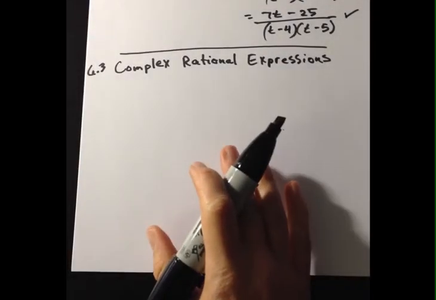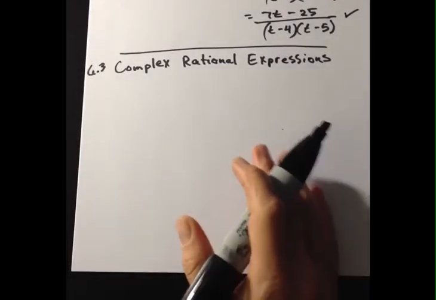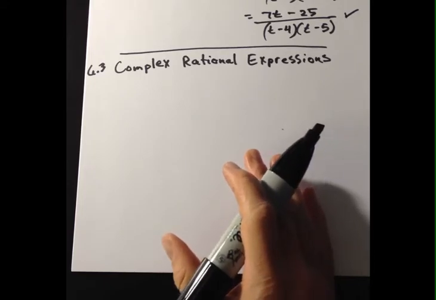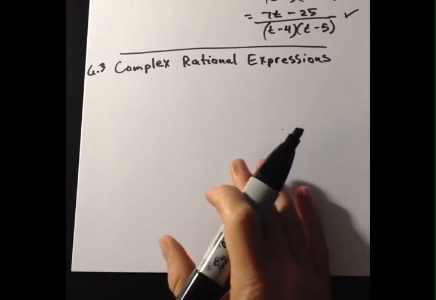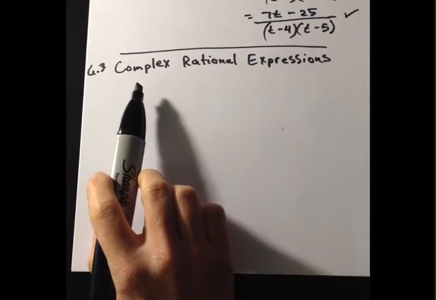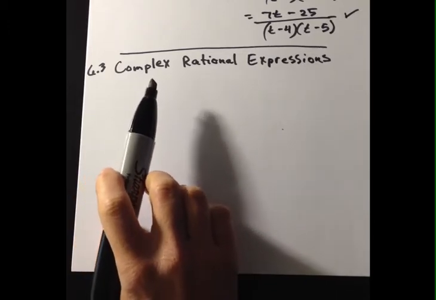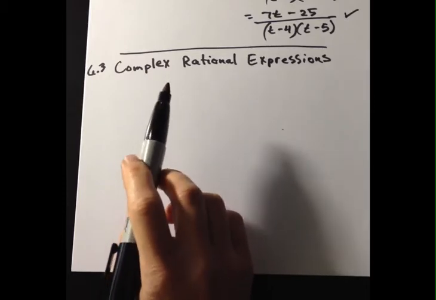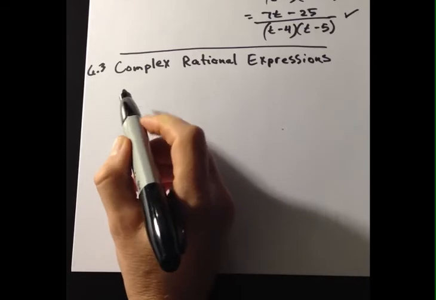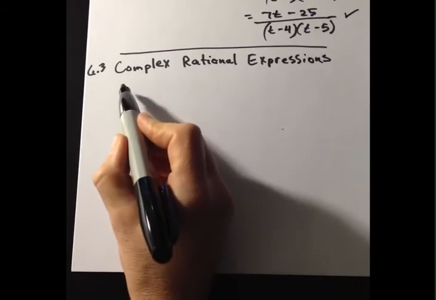So at this point we have talked about adding and subtracting rational expressions. We've talked about finding the least common denominator. And now the last thing I want to talk to you about for this week is complex rational expressions. A complex rational expression is a ratio of two rational expressions.